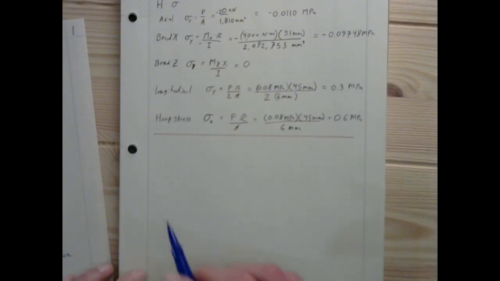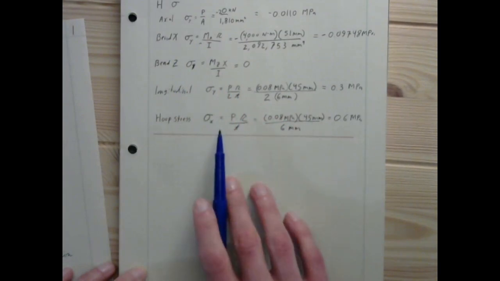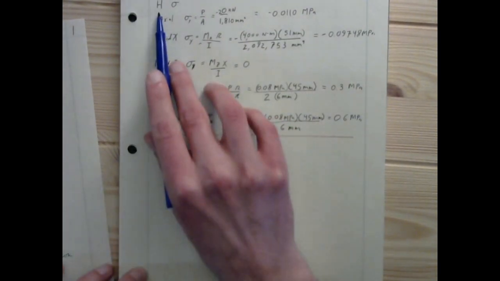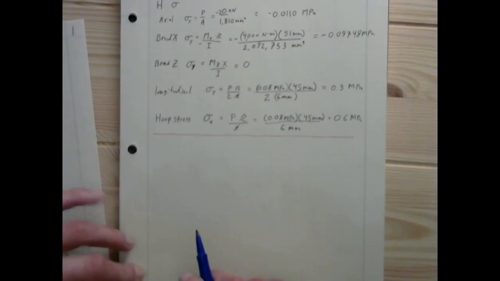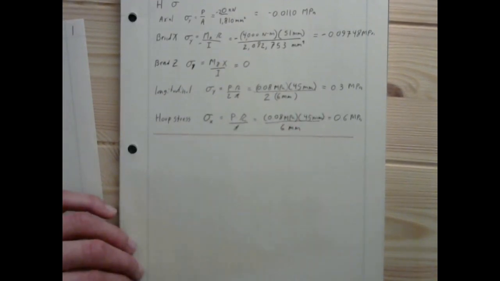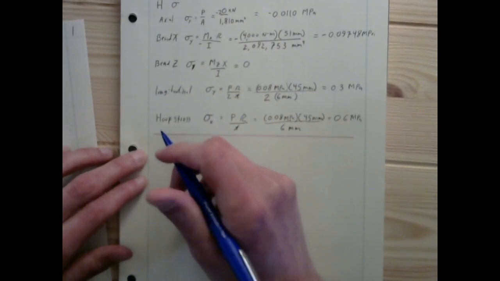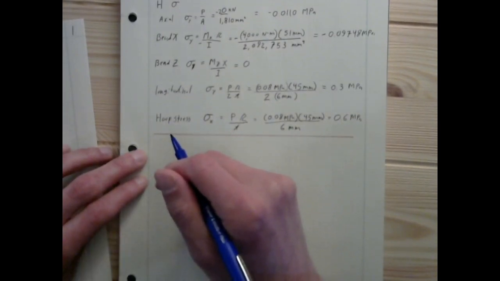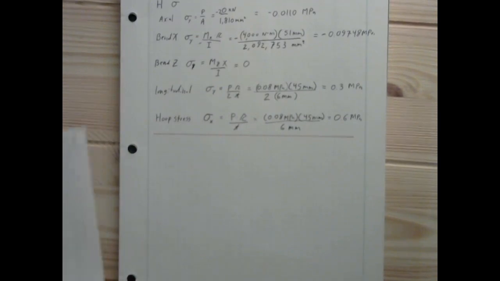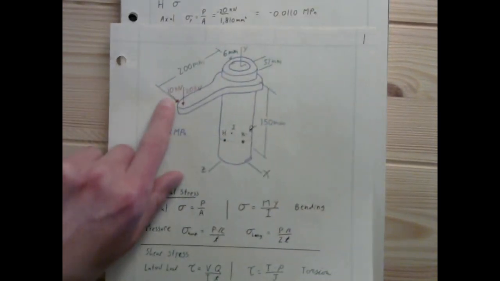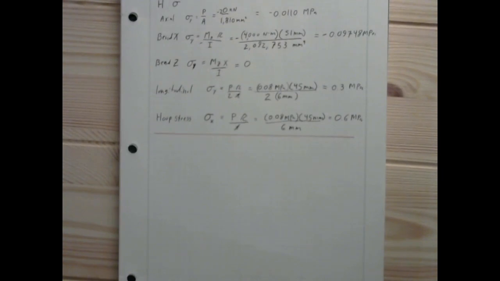Now that we've determined the normal stresses due to our loading at point H, we need to find the shear stresses at point H. So there's going to be two sources for that. There's going to be our normal sort of conventional lateral shear, and we're also going to have shear from torsion, because we've got a little bit of torsion going on from this 10 kilonewton force right here.